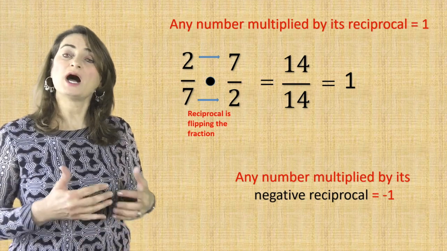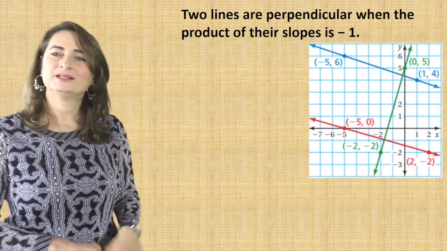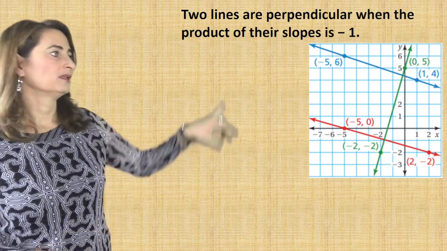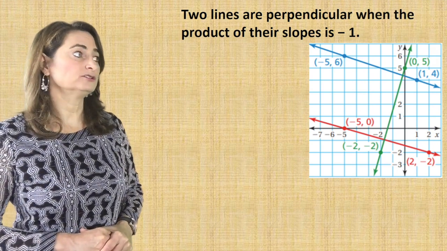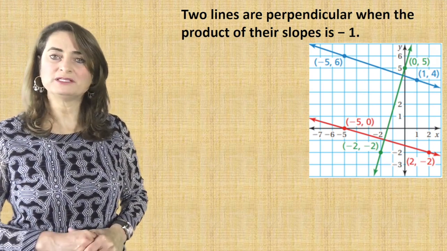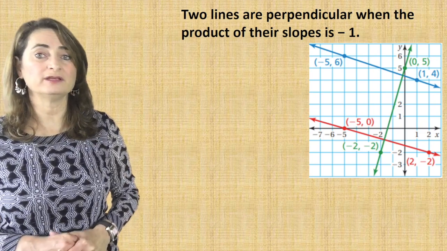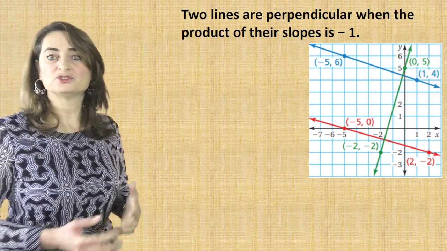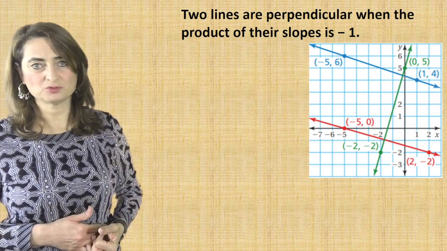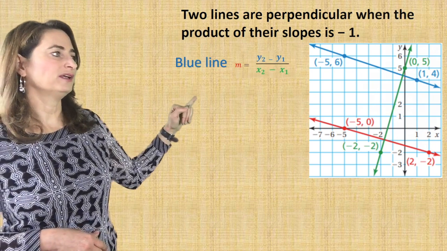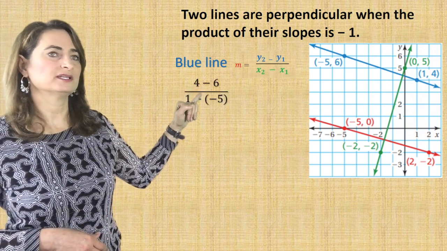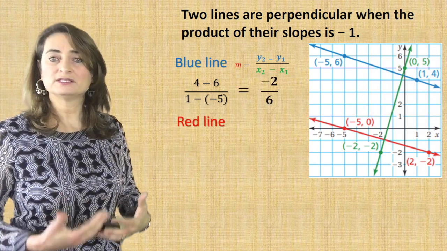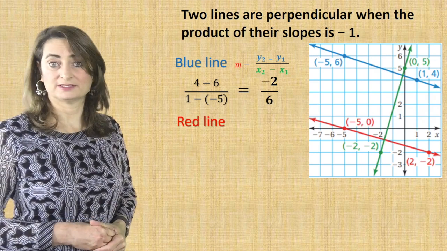And this will take us to how we can find if two lines are perpendicular. Now let's decide from this graph which two lines are perpendicular lines. Two lines are perpendicular when the product of their slopes is -1. So if I multiply the slopes of two lines and I get -1, they are perpendicular. Let's start with the blue line, and I will use y2 minus y1 over x2 minus x1 to find the slope. Substitute the values from the coordinates -5, 6, and 1, 4. You end up with 4 minus 6 divided by 1 minus -5. Simplify that, gives you -2 over 6.